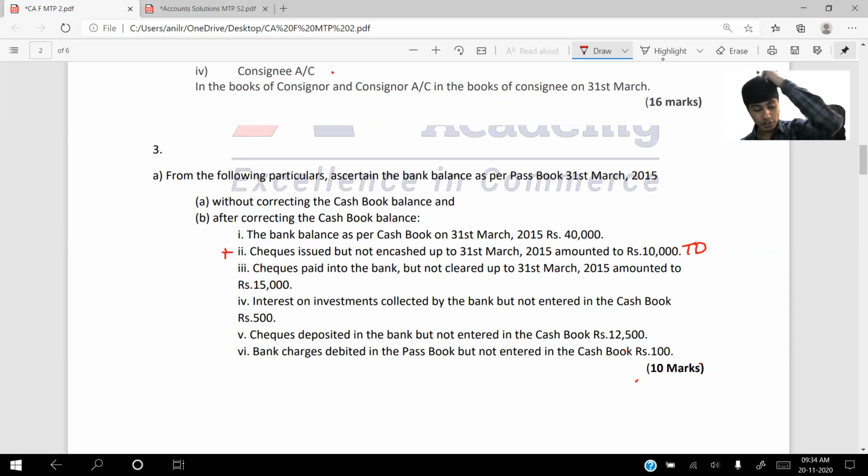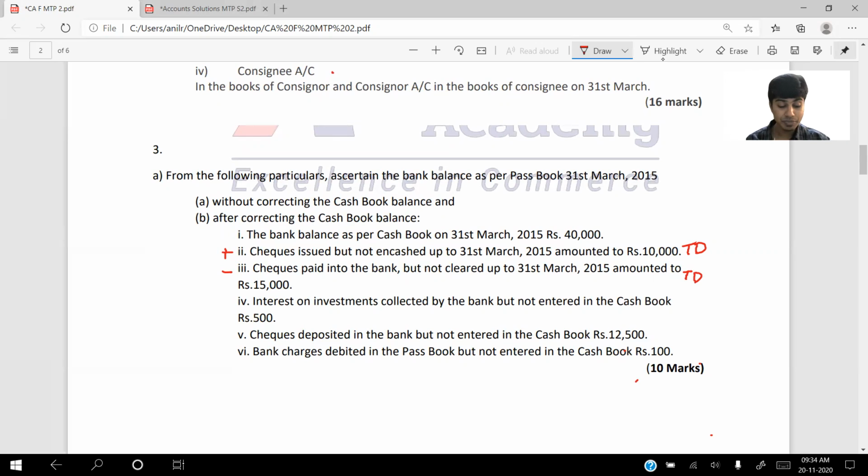Next, checks paid into the bank but not yet. I have deposited the checks. When I deposited the checks, my cash book balance has increased, whereas passbook balance has not increased because the checks are not clear. Where am I making changes? I'm making changes in my cash book, so I have to reduce it. So this is a less item, and this is again a timing difference.